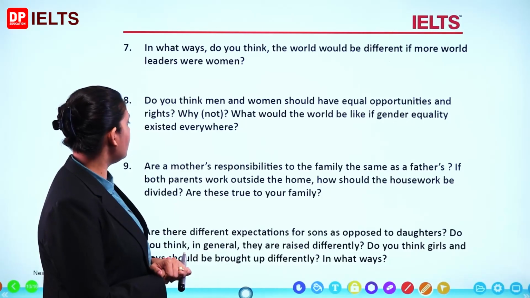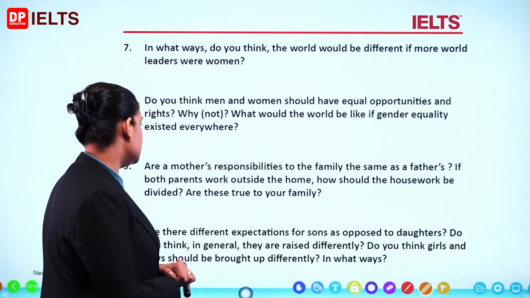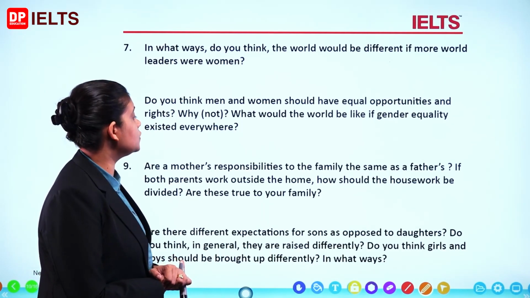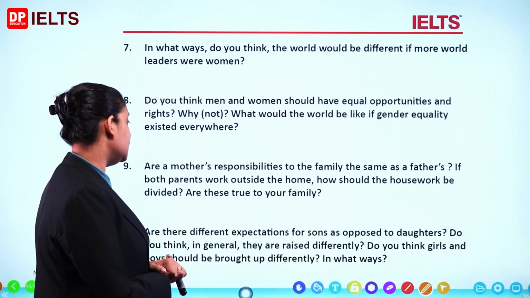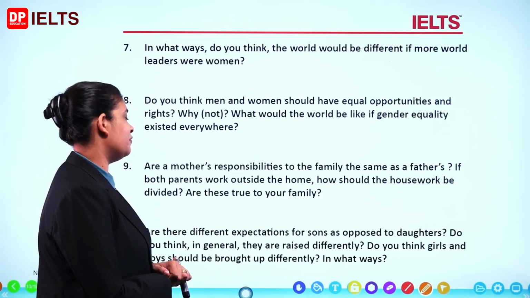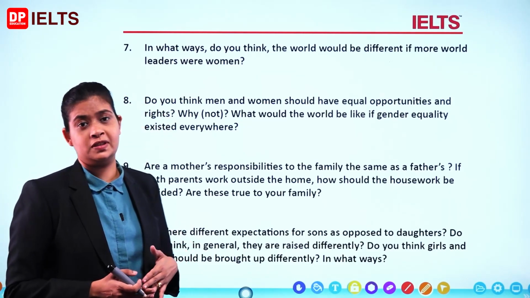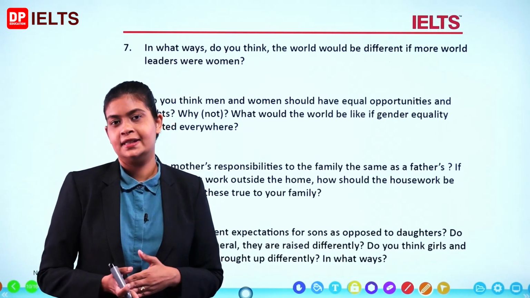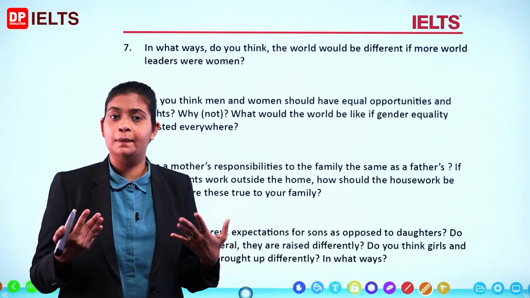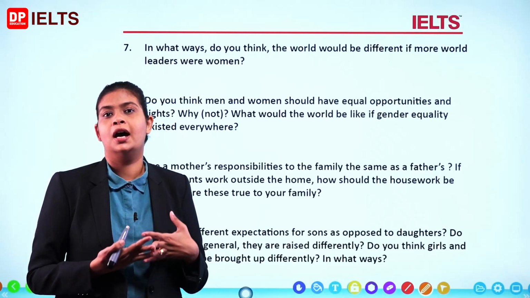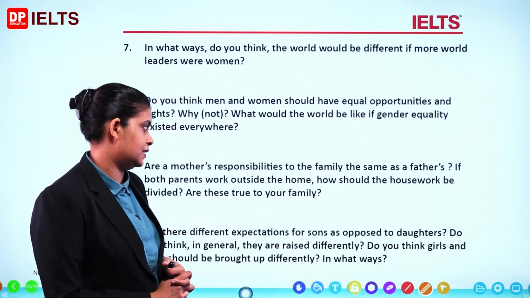So, are a mother's responsibilities to the family the same as the father's? If both parents work outside the home, how should the housework be divided? Are these true to your family? Right? So I feel father-mother responsibilities, they're equal. Looking after the kids, nurturing them, making sure that they are being fed, looked after, I think is the equal responsibility for both parents.